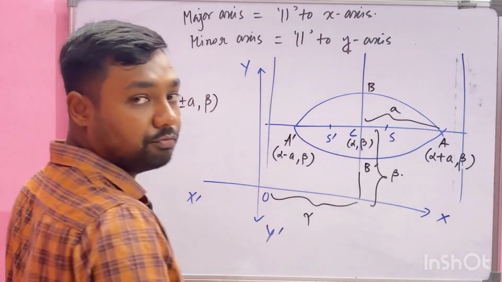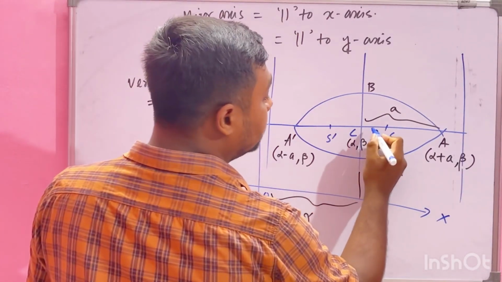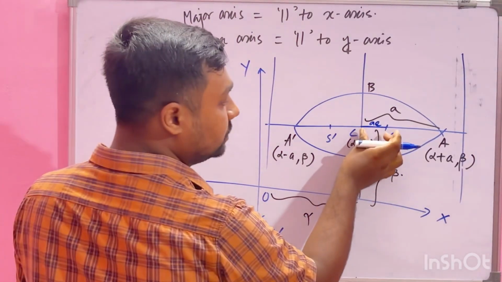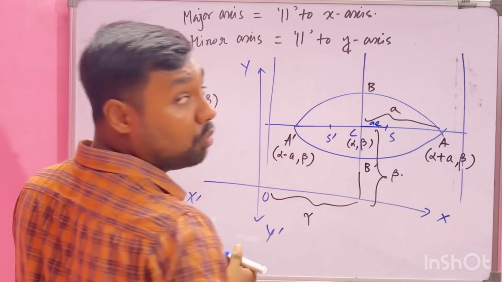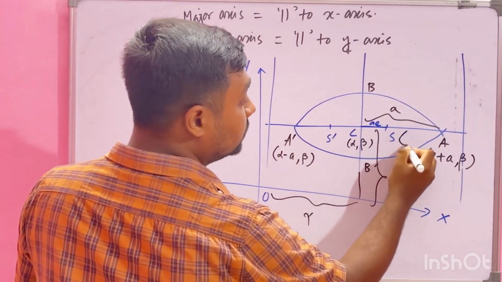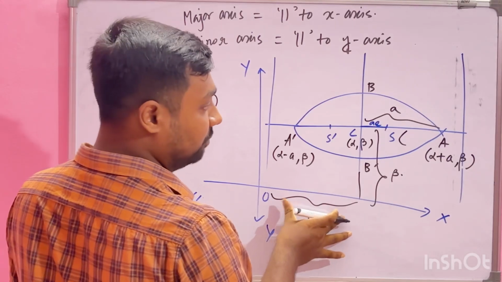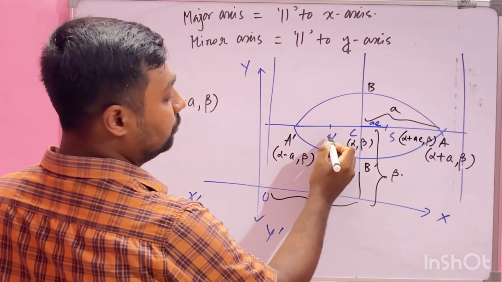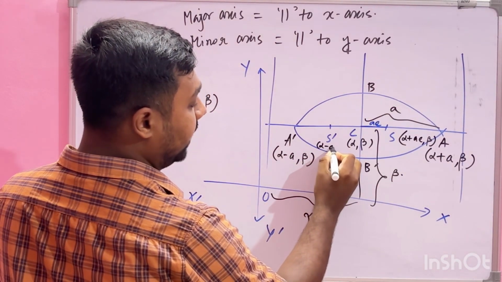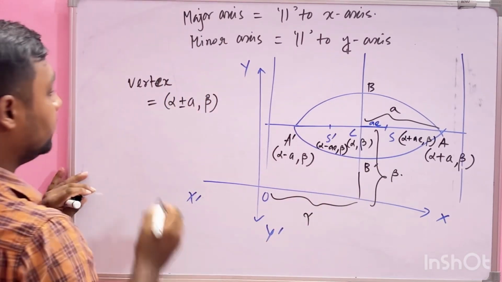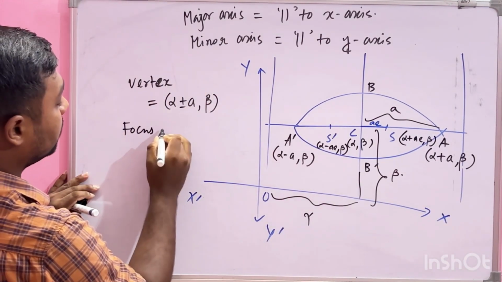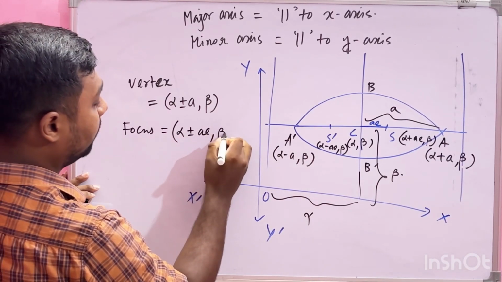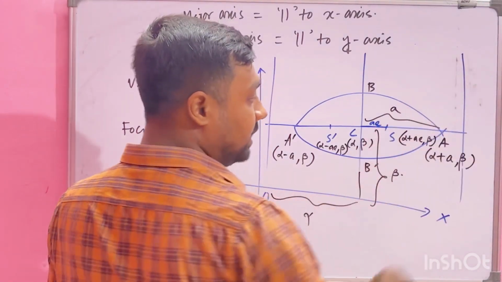Now let's find the coordinate of focus. So the distance of center and the focus is ae. Now what will be the coordinate of the focus S? So this length is ae and this total length is alpha. So that is alpha plus ae comma beta. So what will be the coordinate of S dash? Alpha minus ae comma beta. So that means the coordinate of focus will be alpha plus minus ae comma beta.